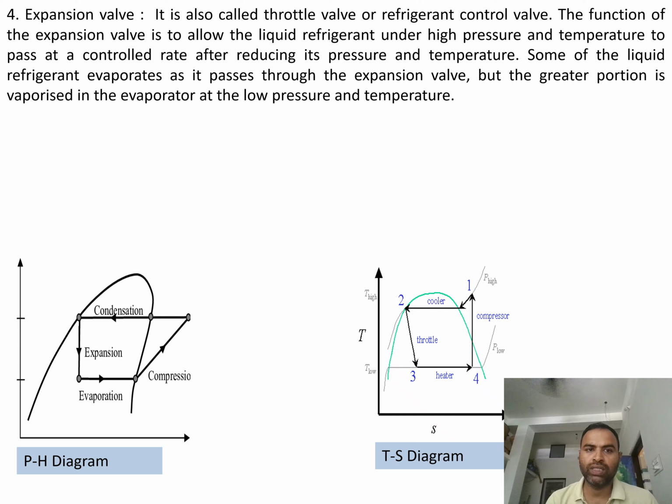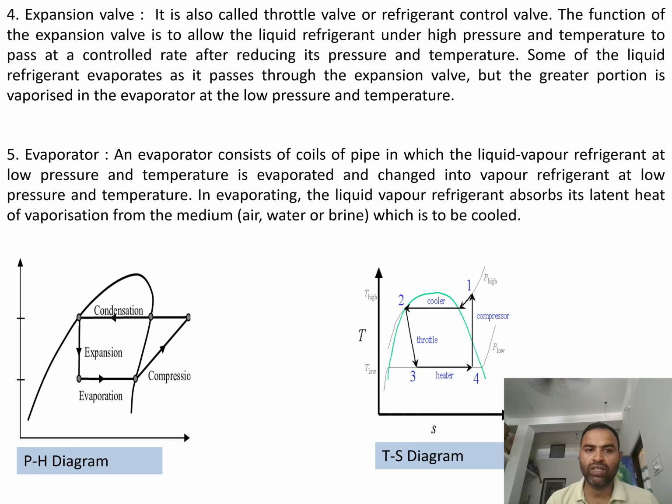The function of the expansion valve is to allow the liquid refrigerant under high pressure and temperature to pass at a controlled rate after reducing its pressure and temperature. Some of the liquid refrigerant evaporates as it passes through the expansion valve, but the greater portion is vaporized in the evaporator at the low pressure and temperature.